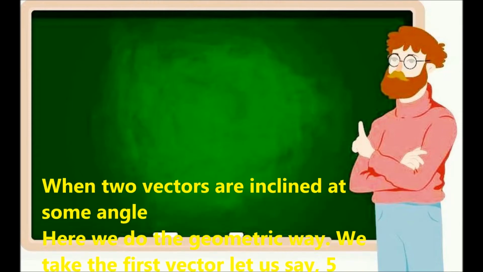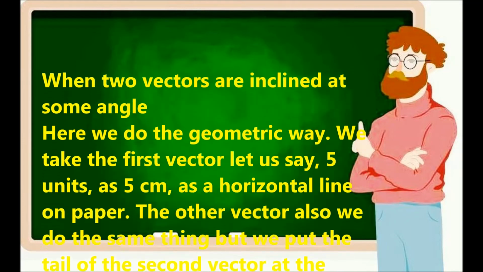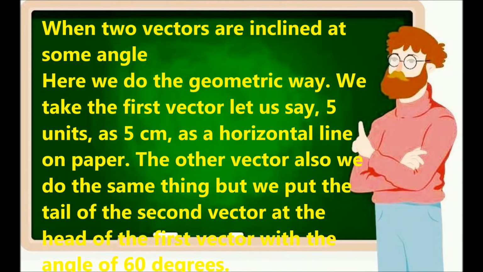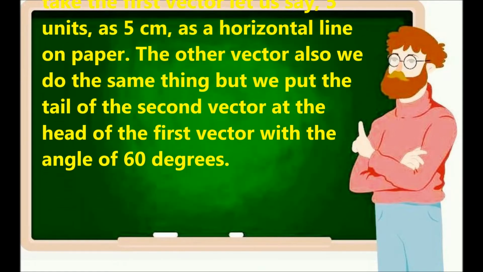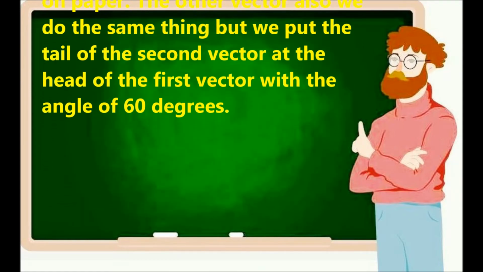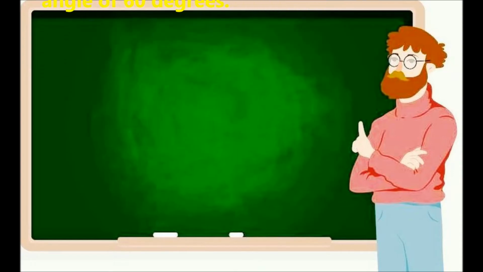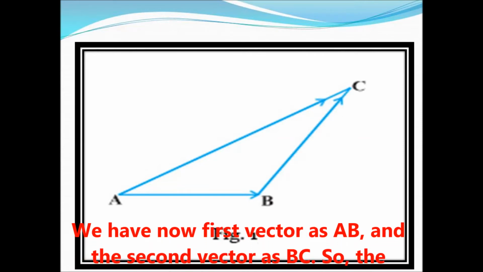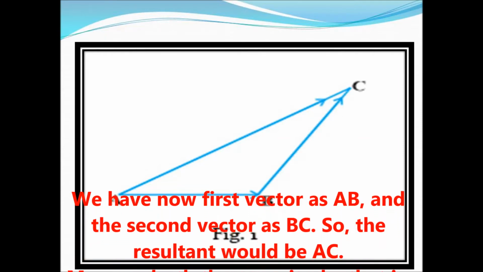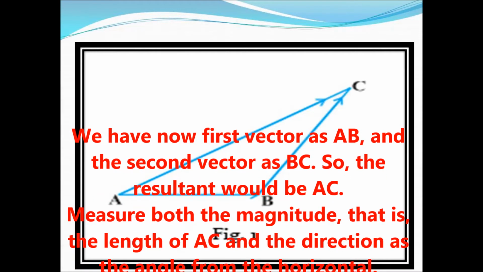When two vectors are inclined at some angle, here we do the geometric way. We take the first vector, let us say 5 units, as 5 centimeter as a horizontal line on paper. The other vector also we do the same thing, but we put the tail of the second at the head of the first vector with the angle of 60 degrees. So we have now first vector as AB and the second vector as BC. So the resultant will be AC, and that's clearly seen in the figure.